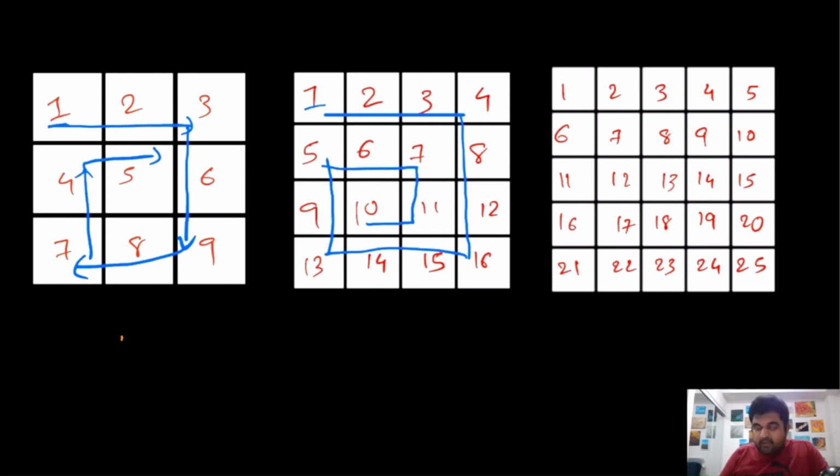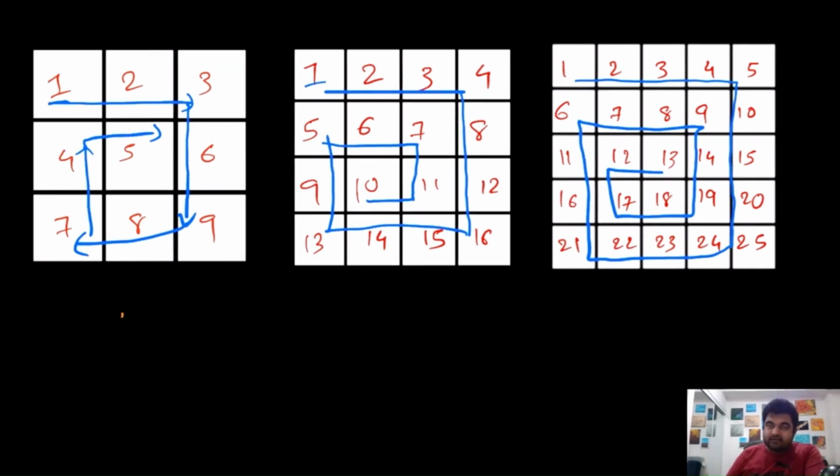For this 5x5, let me quickly show you what would be the traversal, and of course it's pretty simple to understand, so I know you also know what the traversal would be. This is how we are traversing in all three of the cases.